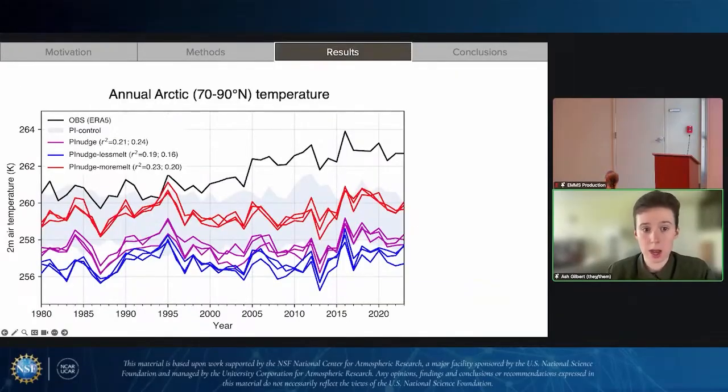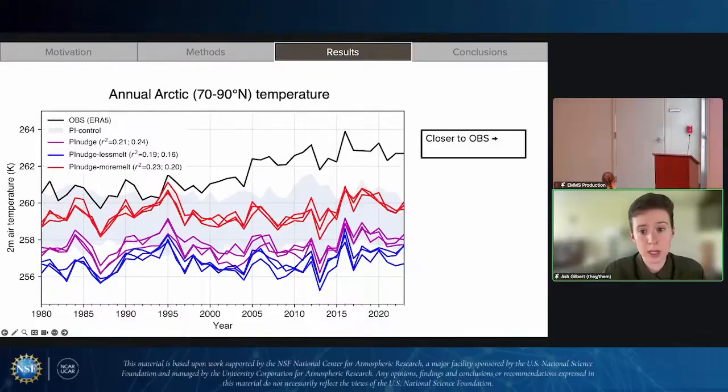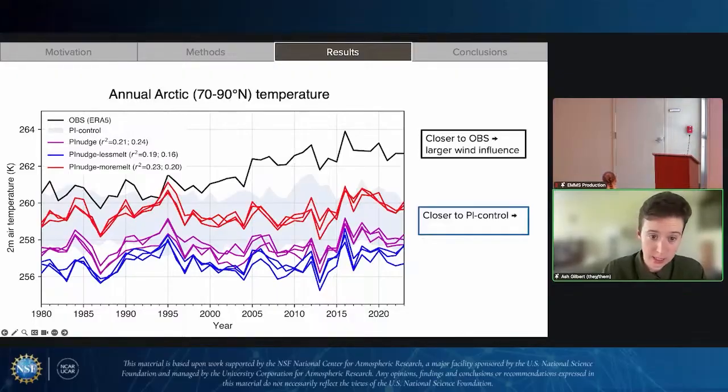So to start, we looked at the annual Arctic temperature over 1980 to 2023, and for all of these results, we're only looking at this time frame. And for the rest of the line plots, OBS is going to be in black, PI control is going to be in light blue, PI nudge will be in purple, PI nudge less melt is going to be in blue, and PI nudge more melt is going to be in red. And the closer to the OBS the nudging ensembles are, the stronger the influence of the winds, and the closer to the PI control baseline, the weaker the influence of the winds.